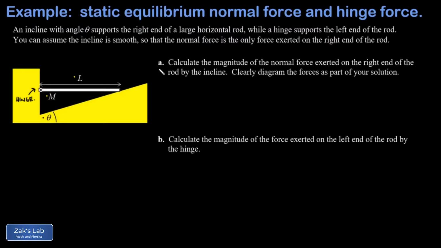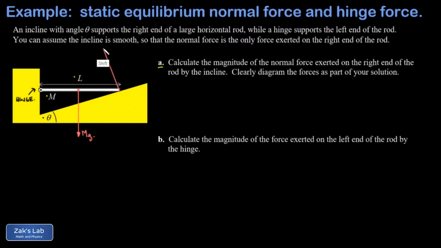In part A, we want to find the magnitude of the normal force exerted on the right end of this rod. And then in part B, we're going to find the magnitude of the force exerted by the hinge. So we get into the force analysis here. And remember, for the purpose of computing torque, we can pretend that the force of gravity acts at the center of mass with a magnitude of mg.